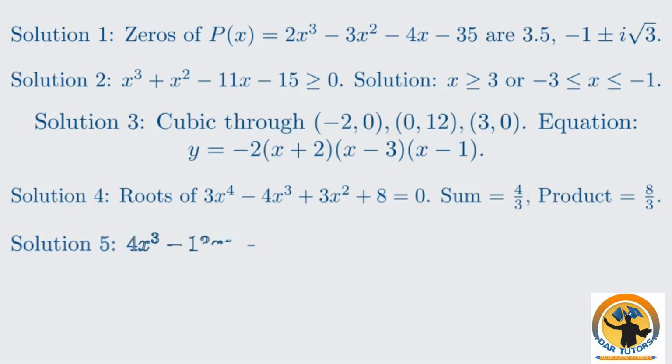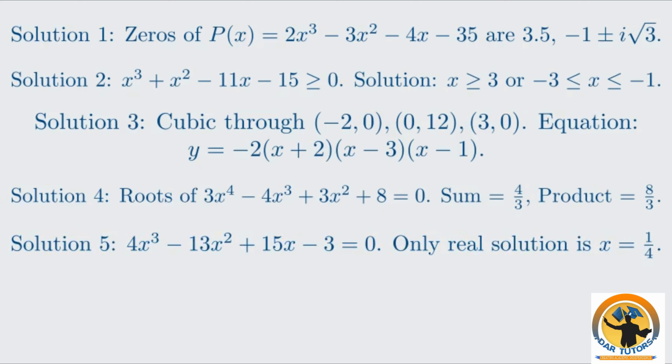For question 5, the only real solution is x equals 1/4. You would find the real zero at x equals 1/4 using technology. This gives the factor 4x minus 1. Dividing the cubic by this factor gives the quadratic x squared minus 3x plus 3. The discriminant of this quadratic is negative, so it has no real roots.